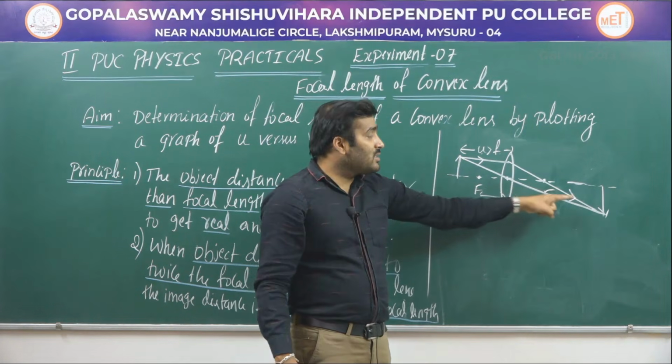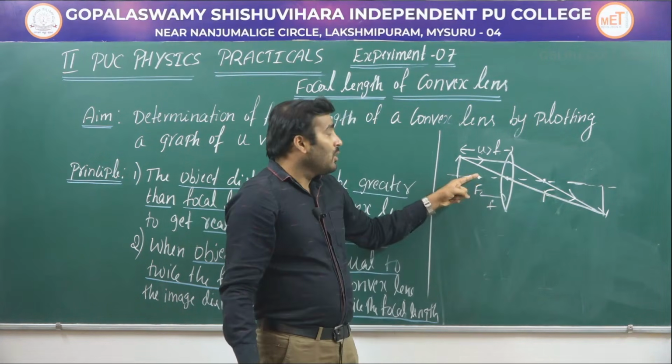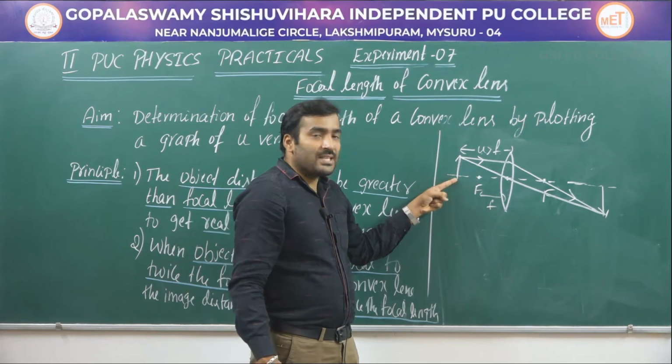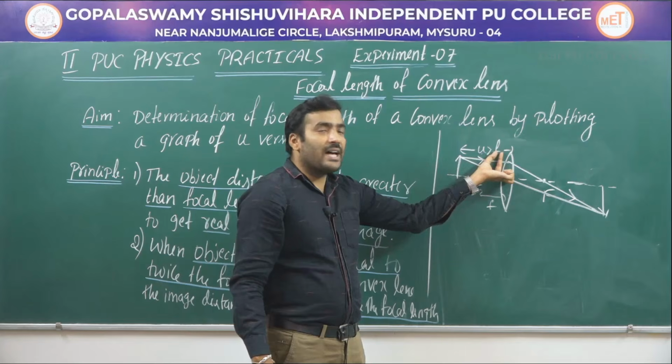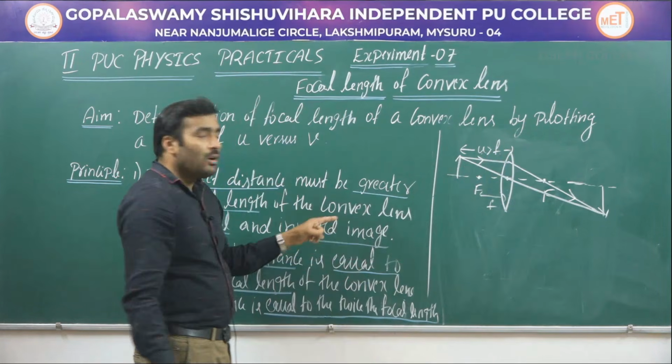So in order to get that real and inverted image, we must place the object beyond this f, or the object distance u should be greater than the focal length. Then only we get the real image.